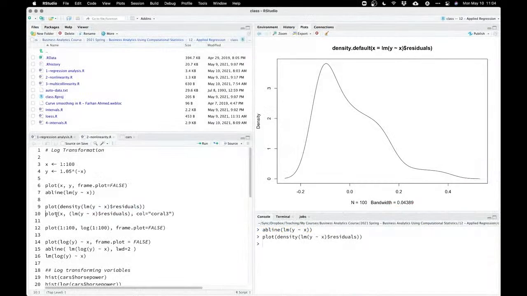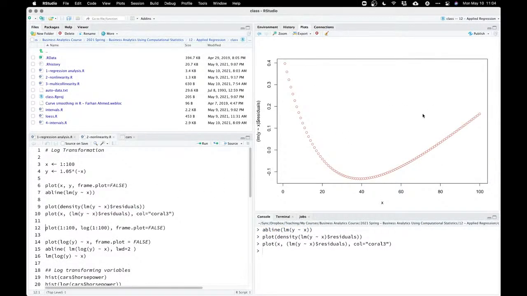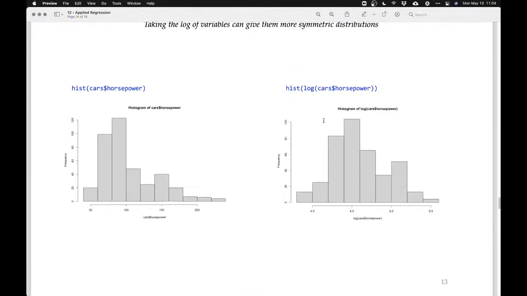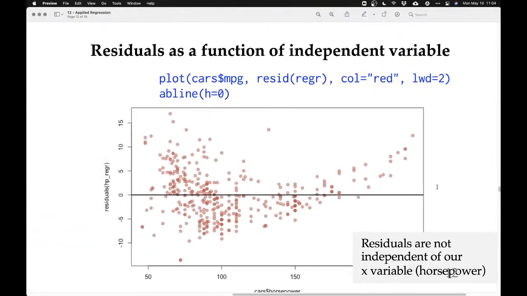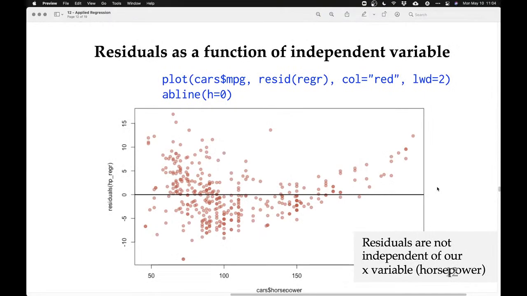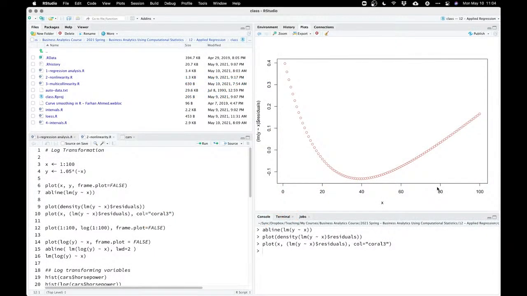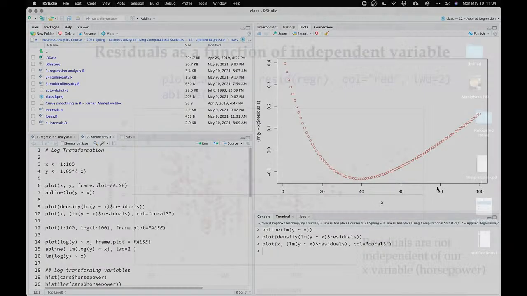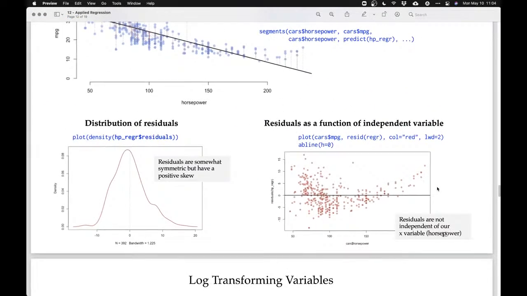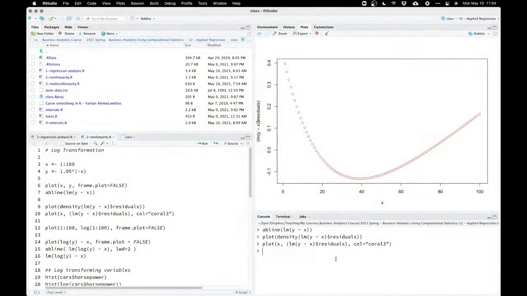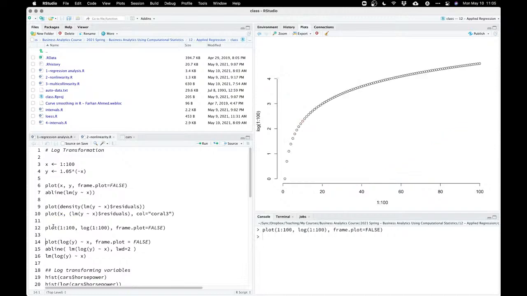And if I do this plot of x versus the residuals, we get a shape that is very reminiscent of this picture we saw before, right? Isn't that kind of like that picture? Just a very perfect version of that picture. Okay. So what could we do to transform these variables to make them look a little bit nicer? Okay.